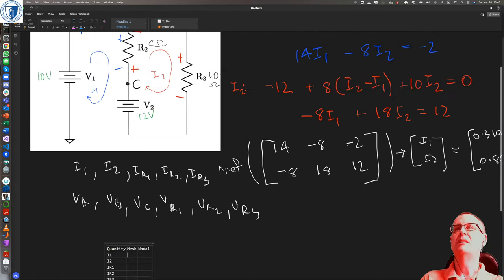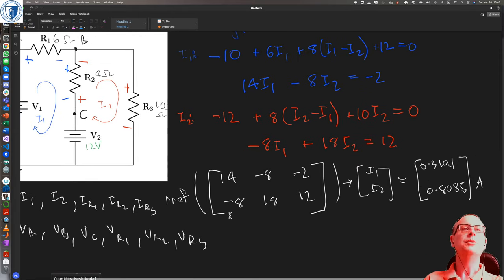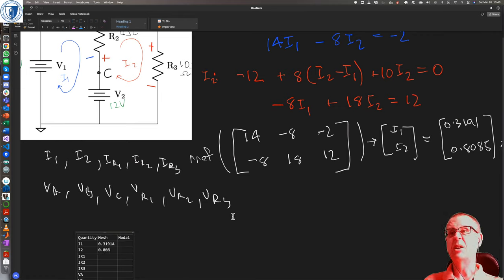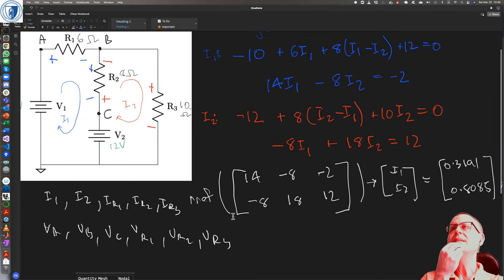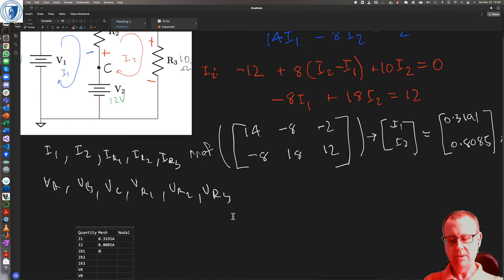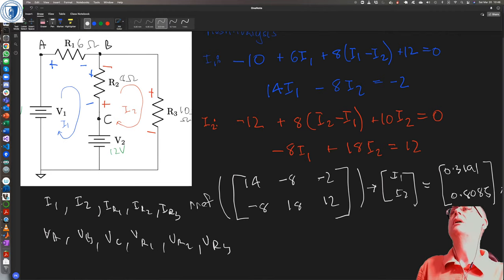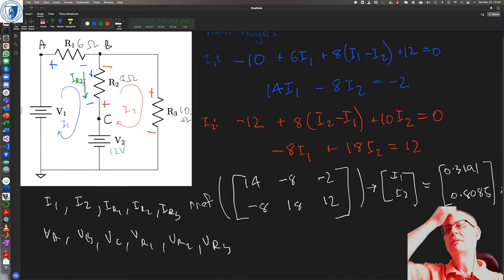Right, so I1 was 0.3191 amps, I2 was 0.8085 amps, right? Now, IR1, I think we said was just the same as I1, so it's 0.3191 amps. IR2 is a little different. Let's define IR2. And we'll just use green as going in that direction. We could define it going in the other direction, but let's just do it that way.